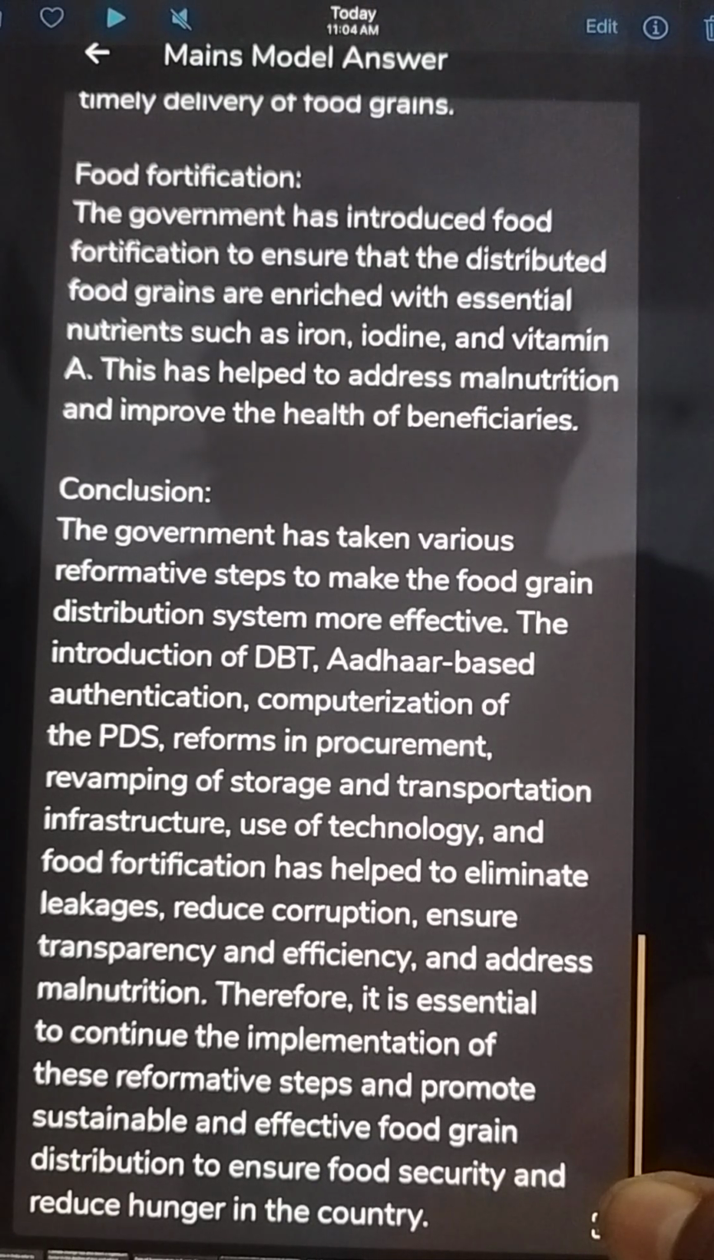Therefore, it is essential to continue the implementation of these reformative steps and promote sustainable and effective food grain distribution to ensure food security and reduce hunger in the country.